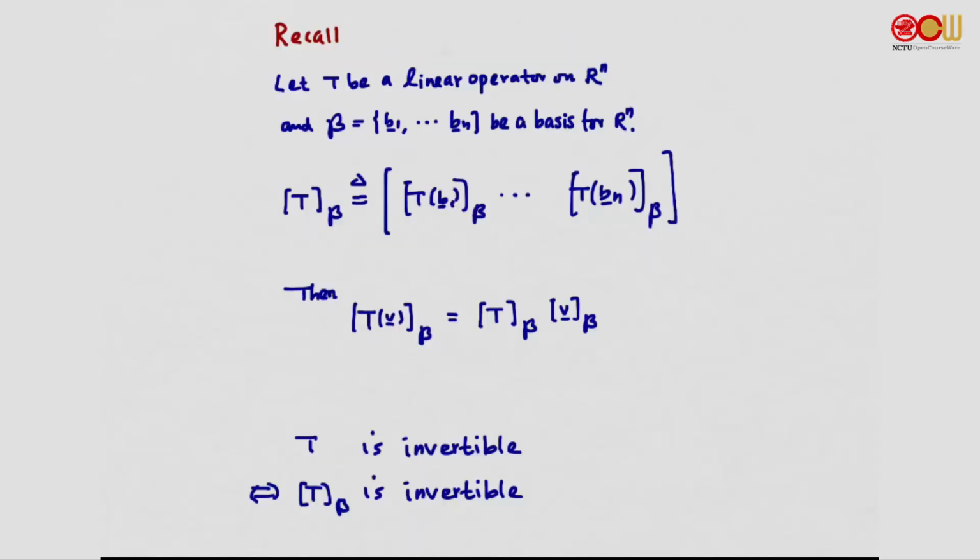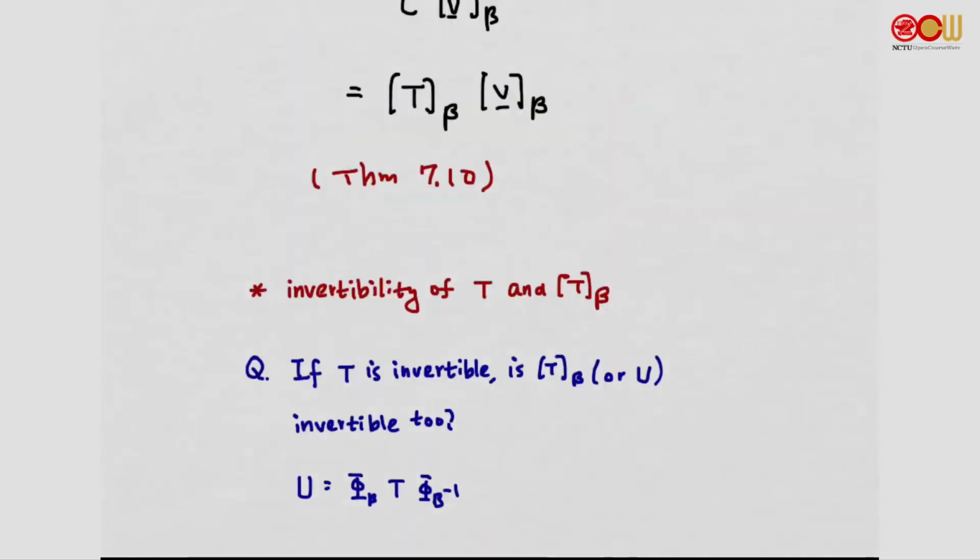For the case of Rn, we mentioned that a linear operator on Rn is invertible if and only if its matrix representation is invertible. Now let's see if this is also true for a vector space. Suppose T is invertible. Now the question is, is the matrix representation invertible? Or we can say, is U invertible? U is invertible because we know for Rn, U is invertible if and only if its standard matrix is invertible. And we look at U, which is the composition of the three linear transformations.